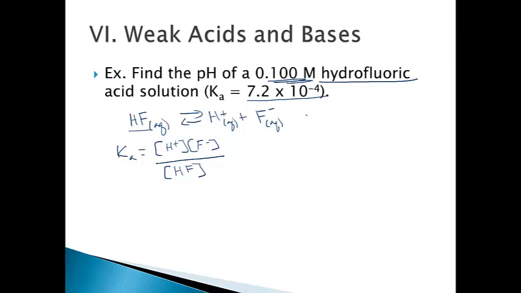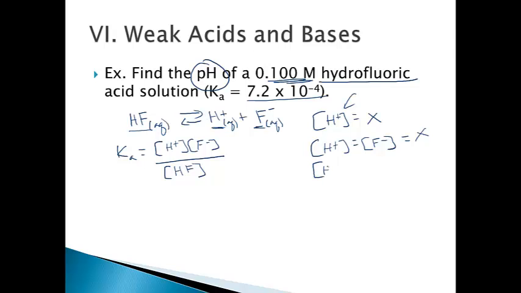Now we'll do some things in terms of X. So H plus concentration, we'll call that X since we are looking for the pH. That's what you need to solve for. Solve for the H plus. And we know that H plus concentration has to equal the F minus concentration because we don't know how much H plus you get, but it's a 1-to-1 mole ratio. So they'll be equal to each other. So that will also be equal to X.